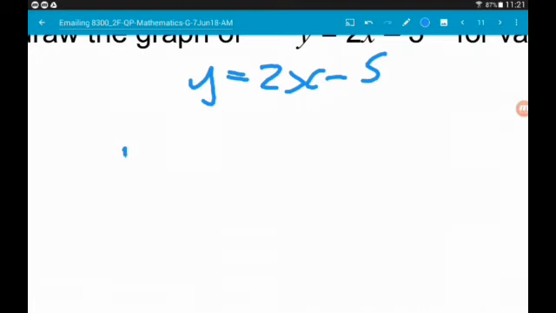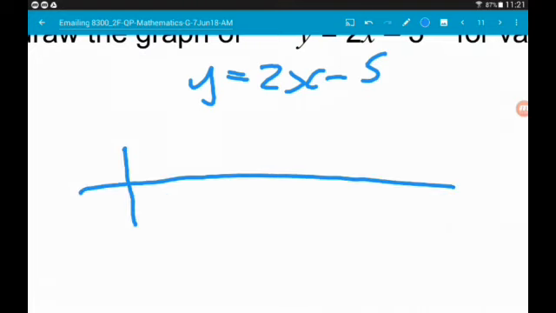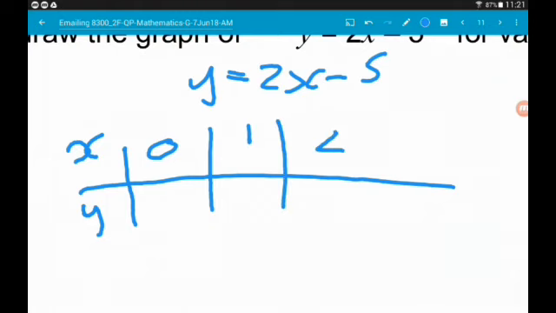So I'm going to box out a little coordinate table. Now I'm going to use values of x 0, 1 and 2. To draw a straight line you only really need 2 points, but if you use 3 points it's a good way to check that you are right, because the 3 points will lie on a straight line. If one of them doesn't, something has gone wrong. If we only use 2 points, there's no way of knowing if it's right or wrong.